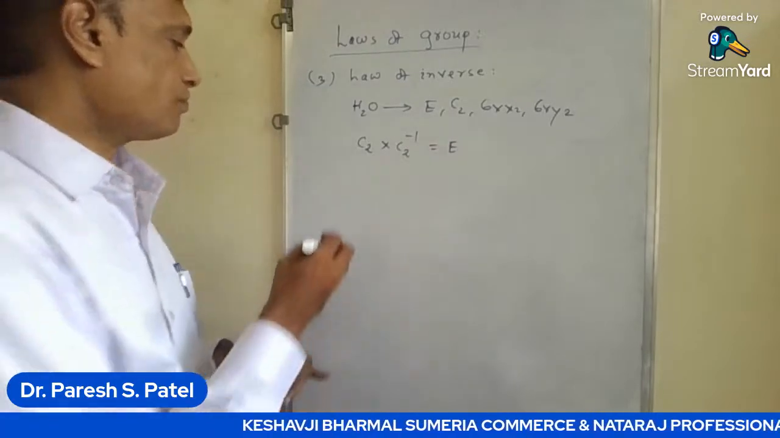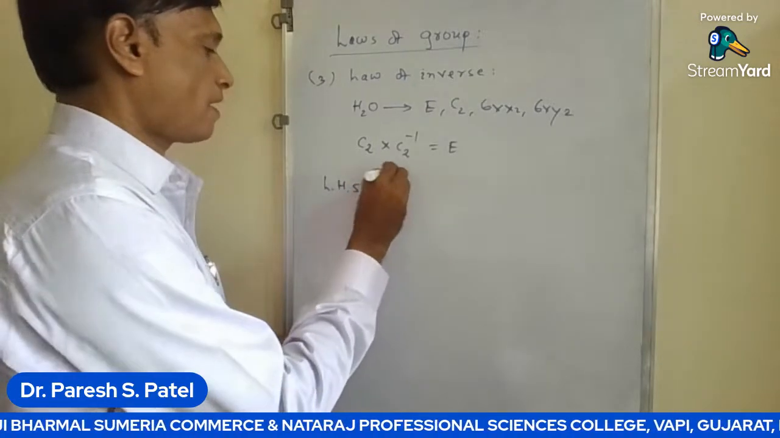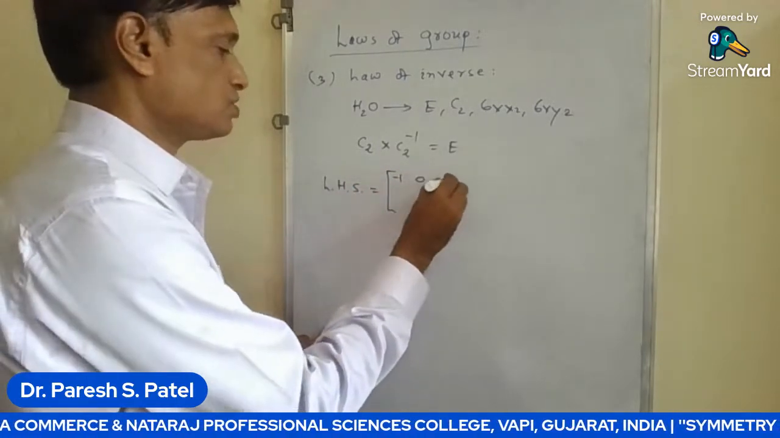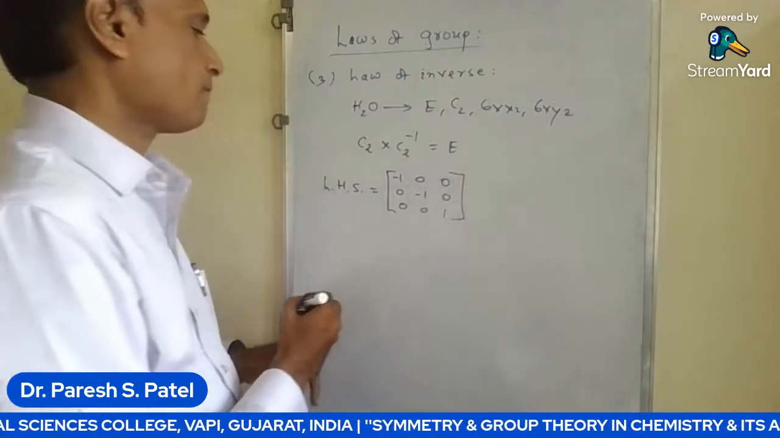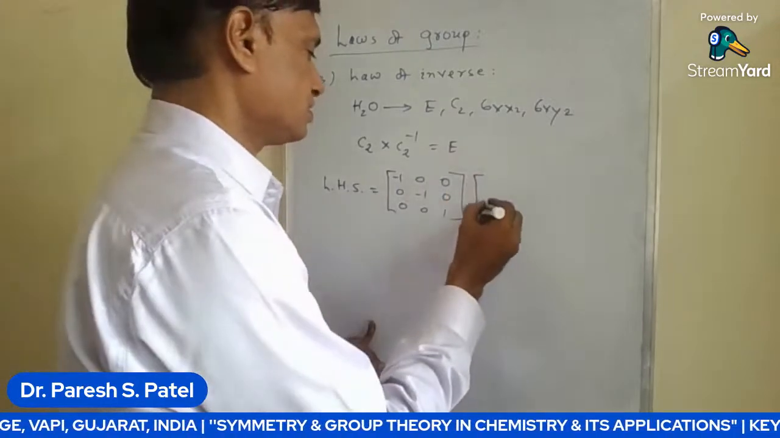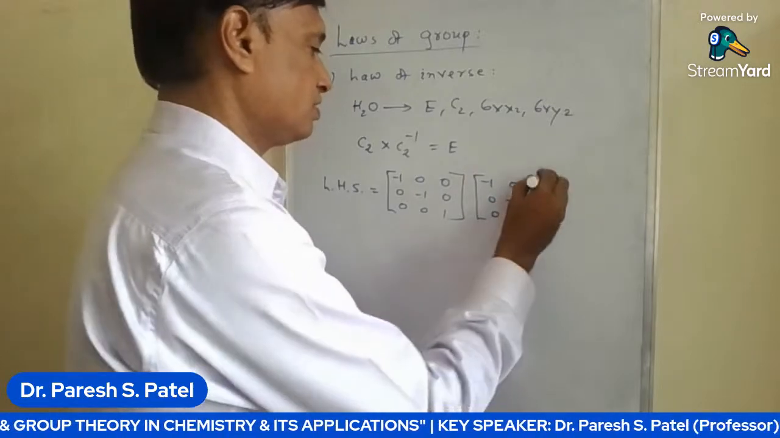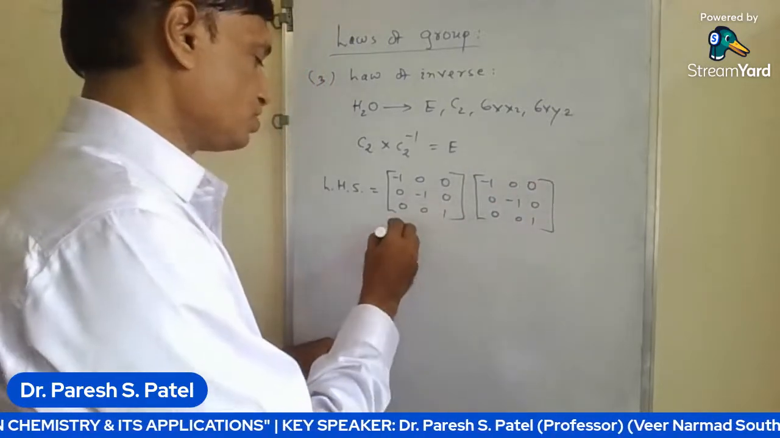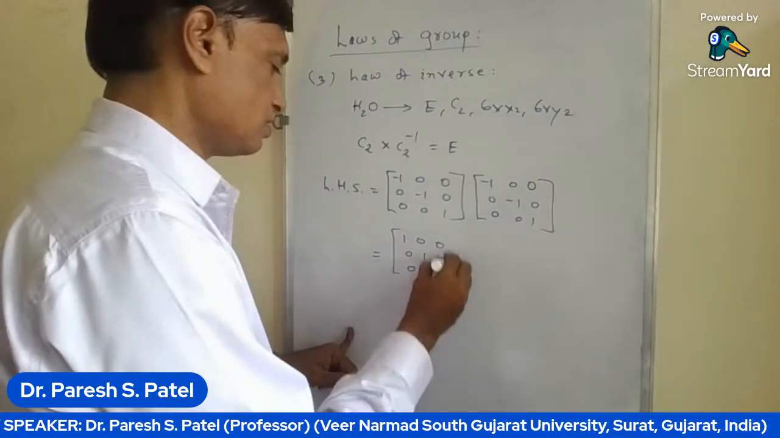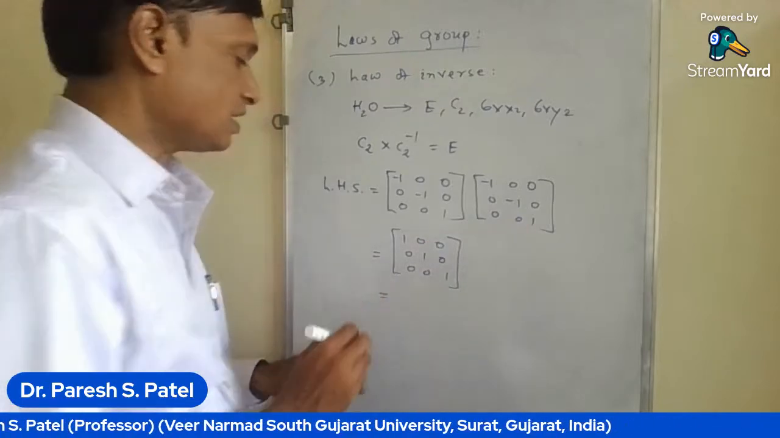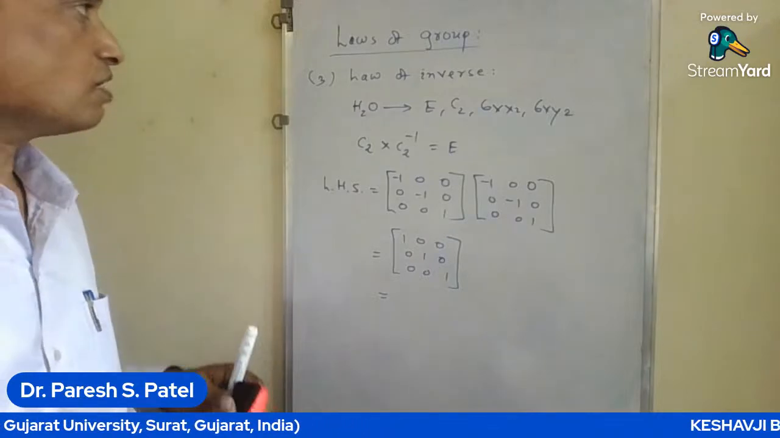Now, in case of left hand side, C2 means minus 1 0 0 0 minus 1 0 0 0 1. C2 inverse is minus 1 0 0 0 minus 1 0 0 0 1. Now the combination of these two matrices, the answer will be 1 0 0 0 1 0 0 0 1, which is equal to the right hand side, or we can say identity. So these are the four laws of the group.